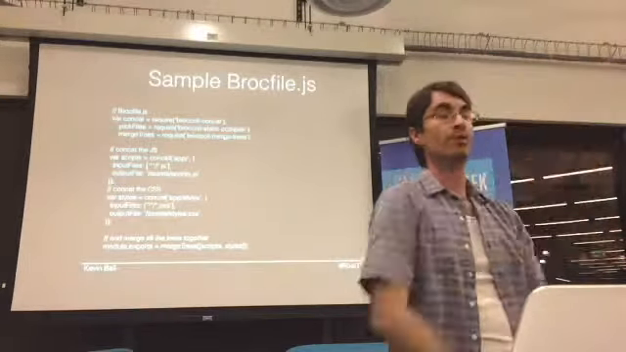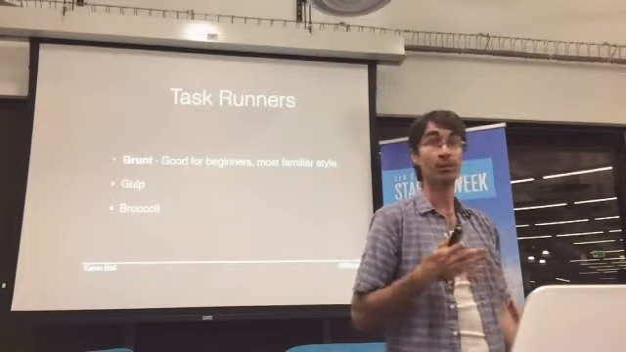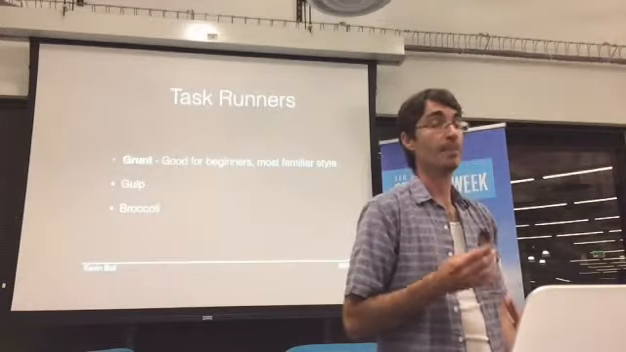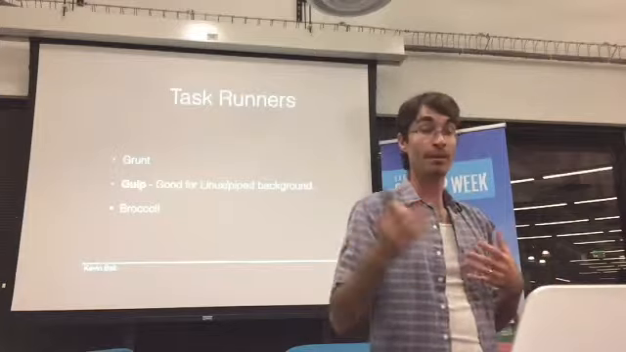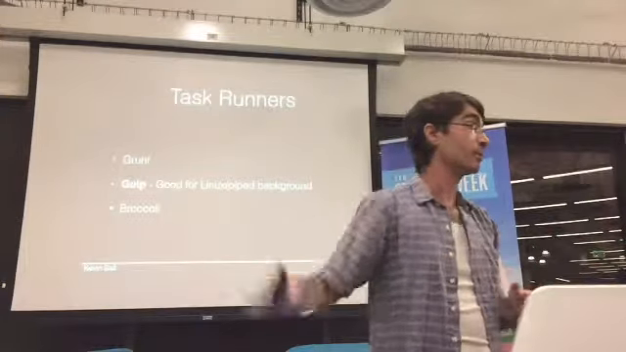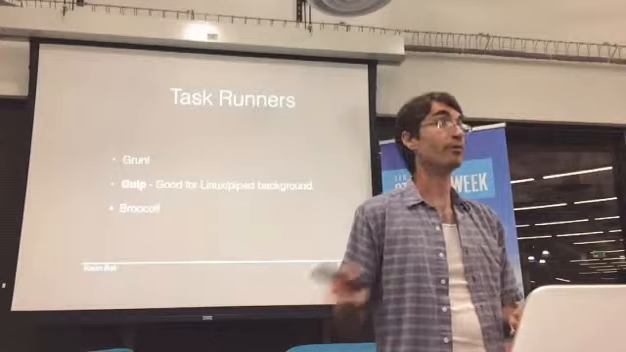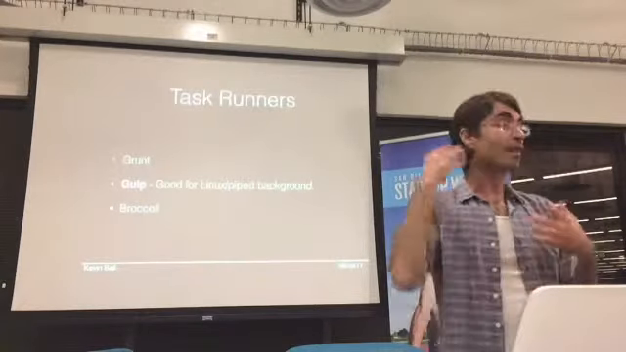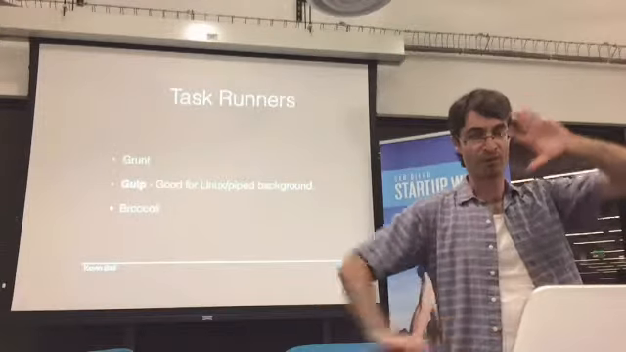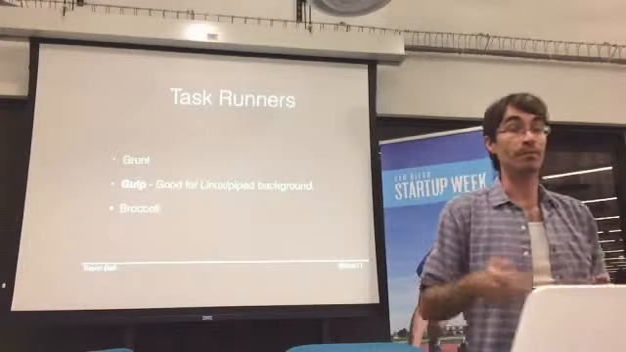All right, big picture, what do you want? Well, Grunt is good for beginners. It's the most familiar style for most people coming from build tools. Most build tools historically are pretty configuration driven, and it's the one that has the most stuff out there. Gulp is good if you're coming from more of a Linux background. You're used to thinking about things as piping stuff from here to there, and also if you prefer code over configuration, which I do. I think better in code than I do in all these configuration steps, and so I prefer Gulp.